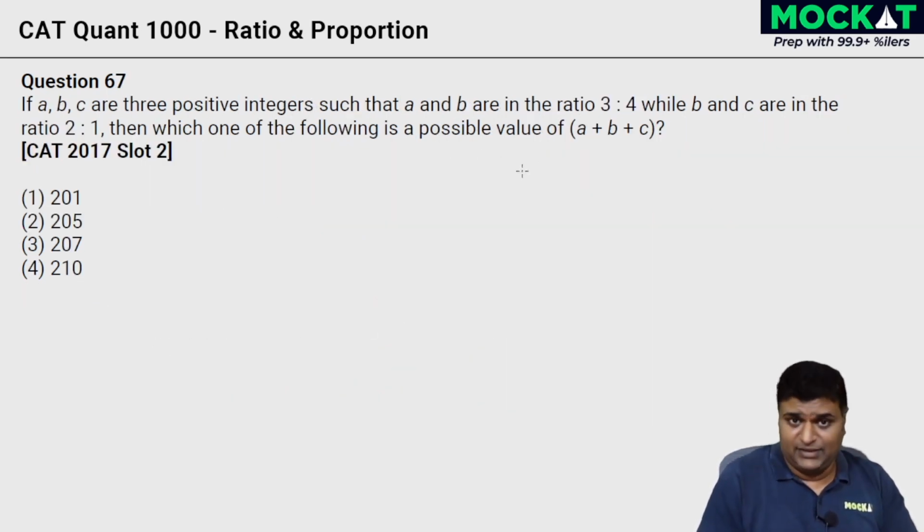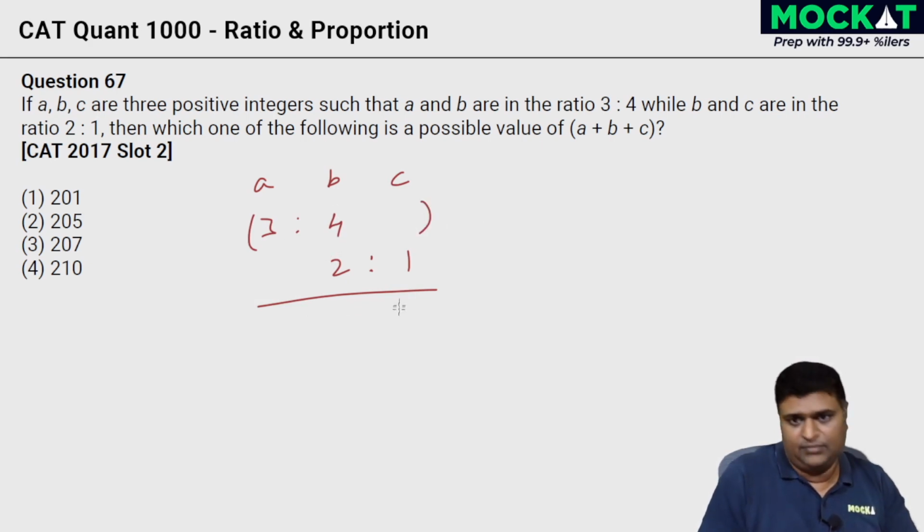If A, B, C are three positive integers, such that A and B are in the ratio 3 is to 4, while B and C are in the ratio 2 is to 1, then which one of the following is a possible value? They're saying possible over here, they're not saying definitely. Then we know what to do. We need to merge the two ratios. 3 is to 4 over here. The next one is going to be 2 is to 1. What's the connecting term? That's B.